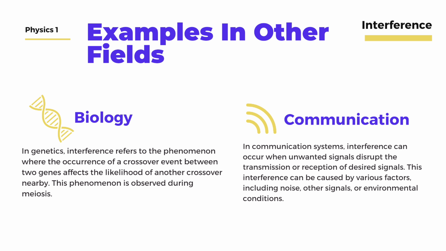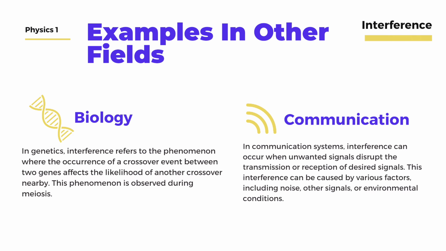And for examples of interference in other fields, the first field is biology. In genetics, interference refers to the phenomenon where the occurrence of a crossover event between two genes affects the likelihood of another crossover nearby. This phenomenon is observed during meiosis.